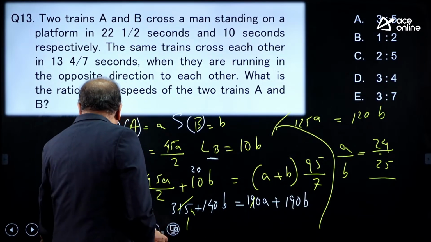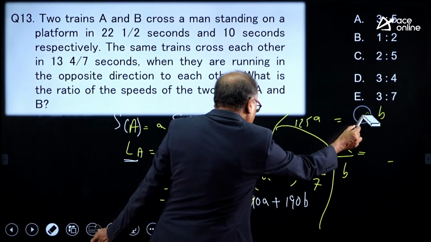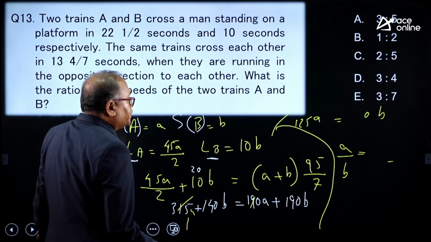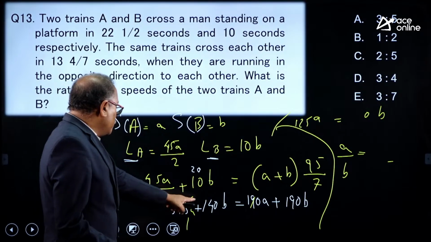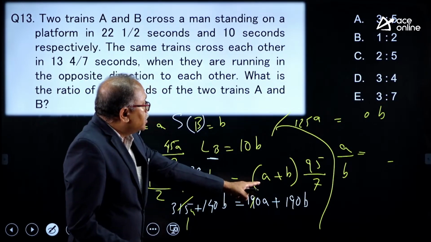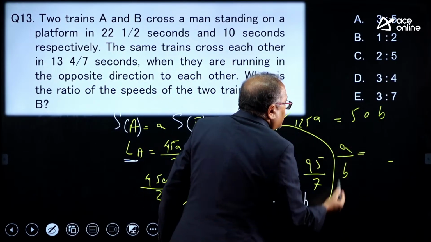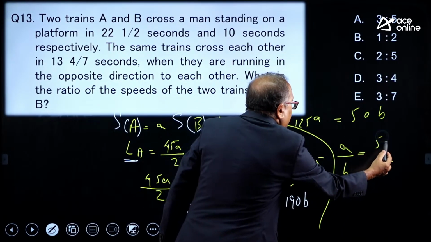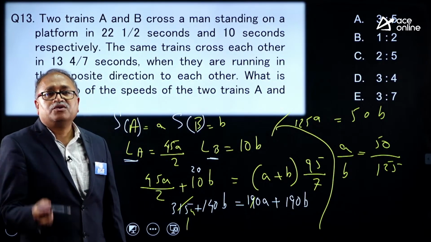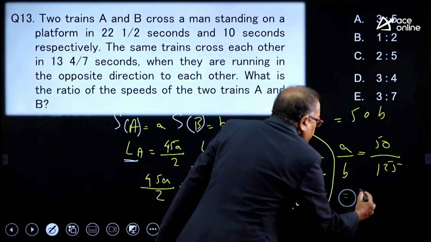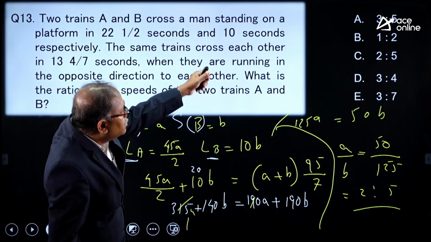So what is the ratio? That is what we got over here, right? Yes. So 125A is equal to 50B. Then what is A by B? A by B is 50 by 125, and cancelling with 25 you get 2 by 5 as the ratio. So my answer is 2:5. That is all. Do we have an option 2:5?